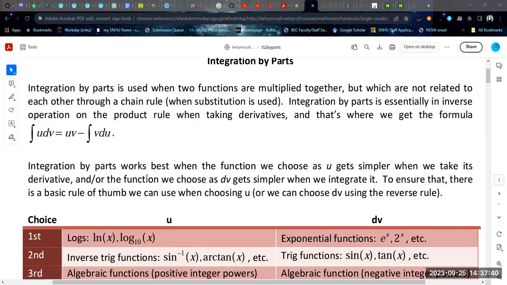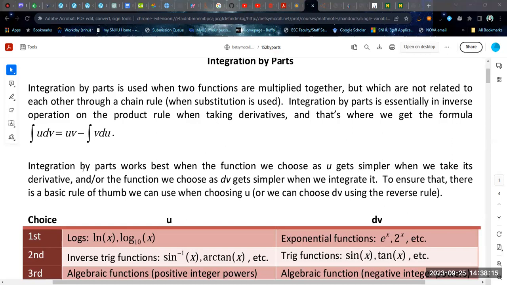So the basic idea for integration by parts is that we're integrating a product of two functions that are not related to each other by the result of a chain rule process. So often we're dealing with functions that are not necessarily composite functions, but even if they are composite functions, the two functions that are multiplying each other are not the result of a chain rule only. And so they're derived from the product rule. And that's how the formula comes about.